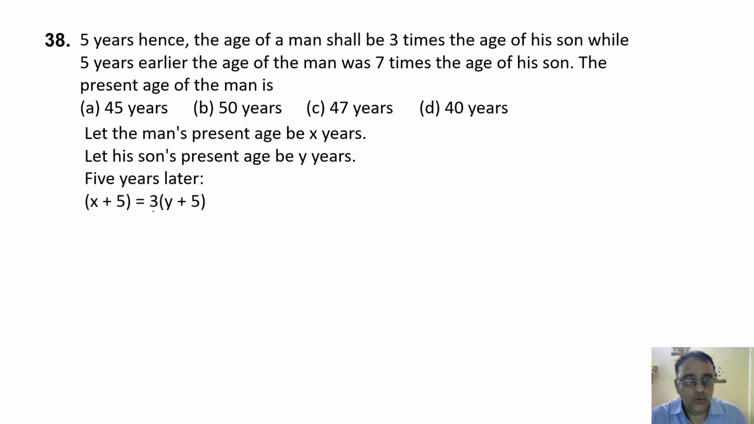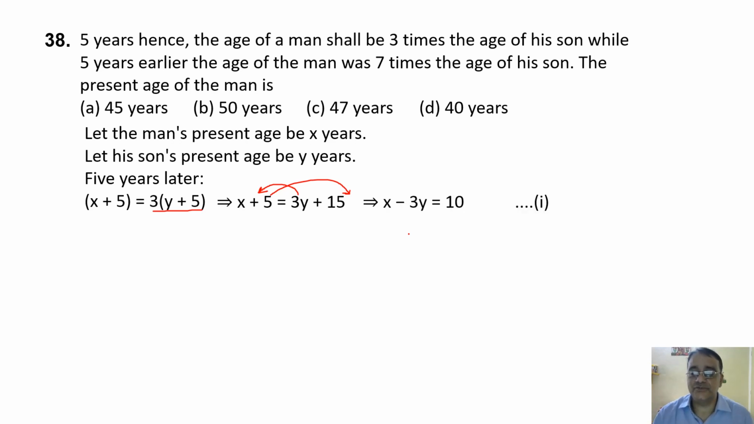Yes, sir. Now open this bracket. So you will get 3y plus 15. Now 3y को यहाँ shift करो minus 3y और plus 5 को इधर shift करो minus 5. So you will get first equation x minus 3y is equals to 10.